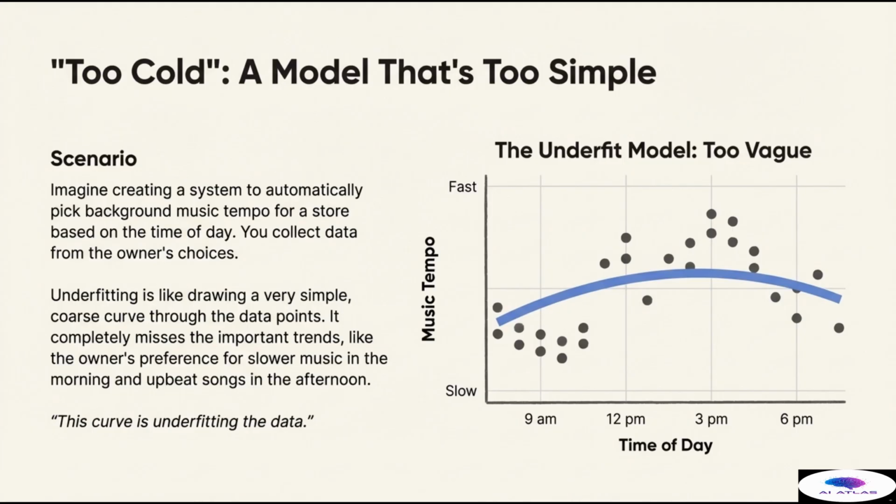Because the model is too simple, it has failed to learn enough from the training data. If we were to use this model, the music tempo predictions would be consistently mediocre and likely frustrating for the store owner. This is the classic definition of underfitting. The model is incapable of detecting the signal because it is simply too vague and constrained.